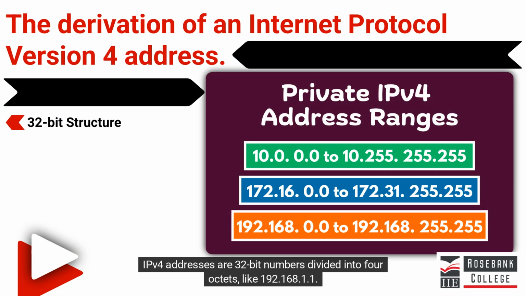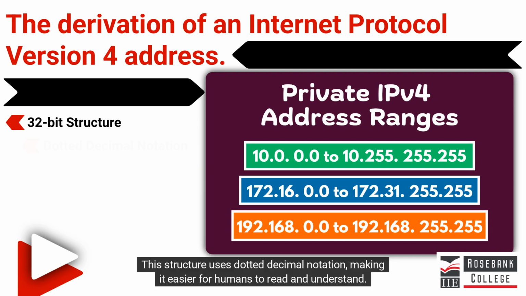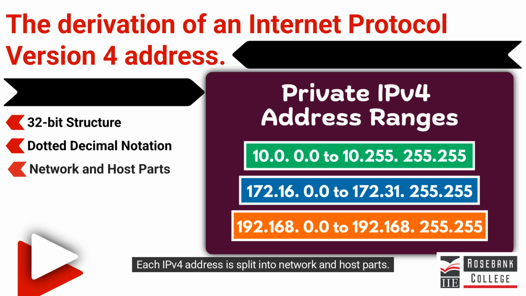IPv4 addresses are 32-bit numbers divided into 4 octets, like 192.168.1.1. This structure uses dotted decimal notation, making it easier for humans to read and understand. Each IPv4 address is split into network and host parts.